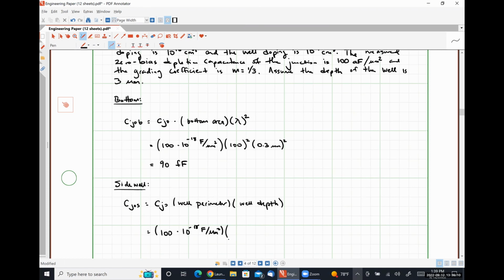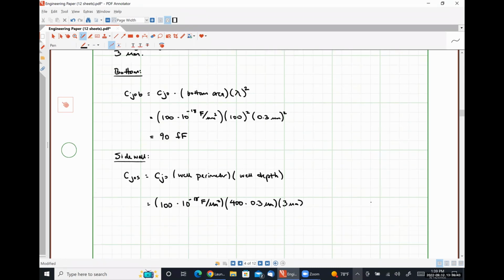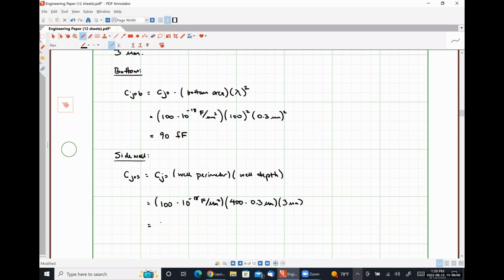Our well perimeter, what's that going to be? Not a trick question. We have a square that's 100 by 100. What's the perimeter? 400. So 400 times our scaling factor, so that's going to be 0.3 microns times the depth of our well, which is 3 microns. And this comes out to be 36 femtofarad, right?